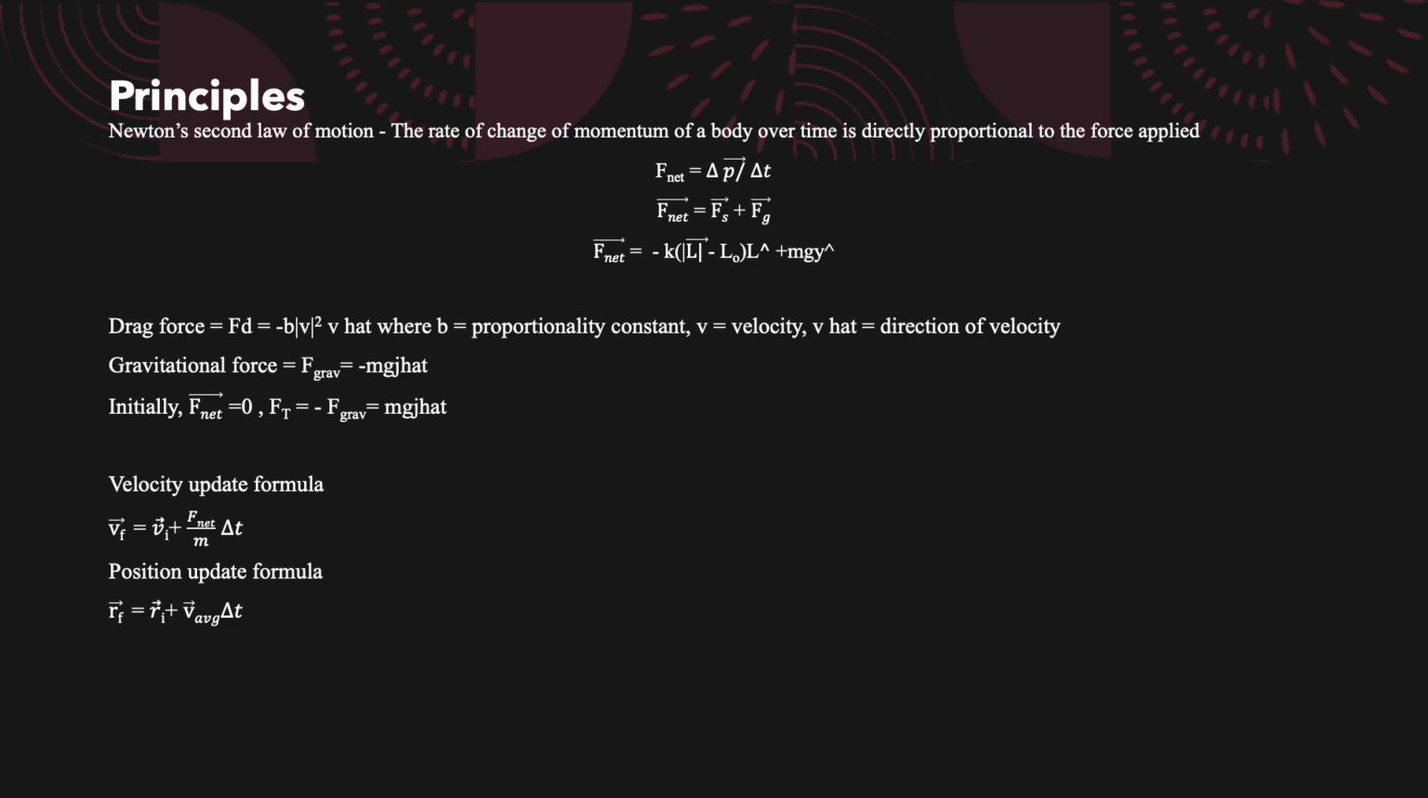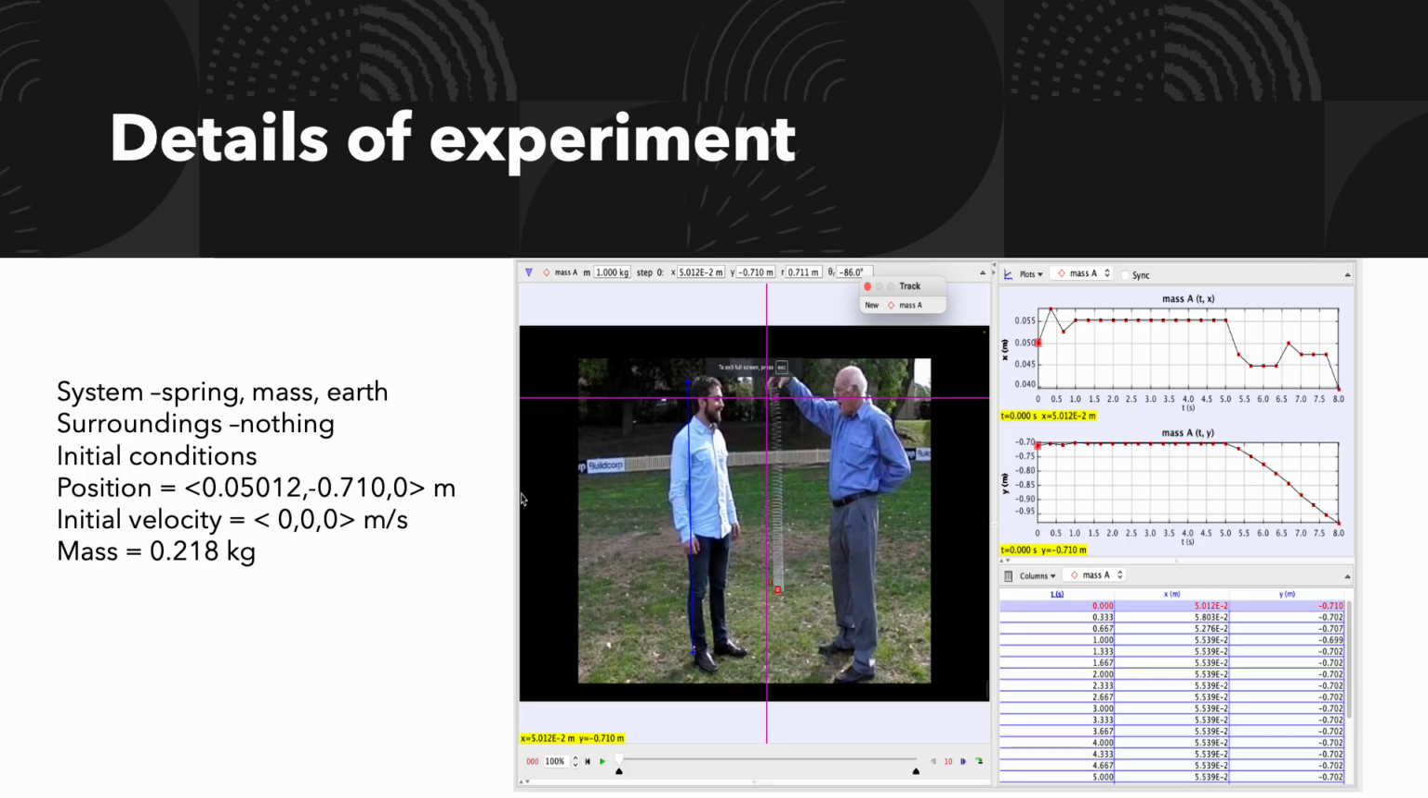So initially when the net force is 0, when the bottom of the slinky is stationary, the tension force is equal to negative the gravitational force, which is mg j hat, and then I also use the velocity and position update formulas. So here I used a tracker to track the motion of the falling slinky.